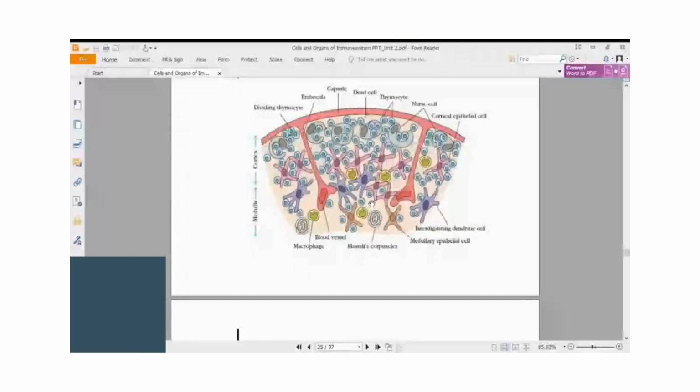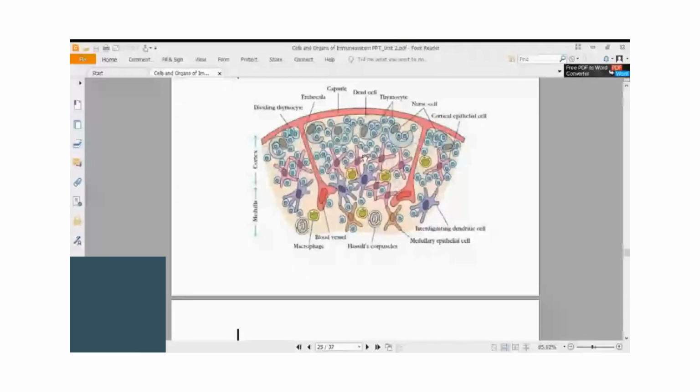But if they don't come across any foreign antigen, they will come back to the thymus. And once again they will leave the thymus, and that cycle will be repeated. But there is some duration; most of the thymocytes last only for a week. If they have not come in contact with any foreign antigen before that, they do not last beyond 1 week.